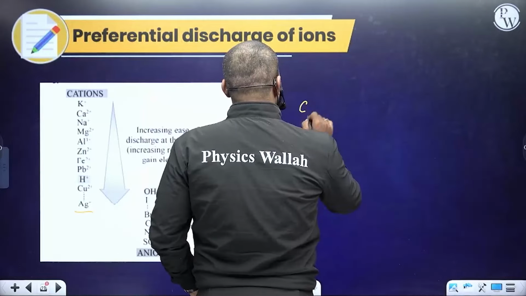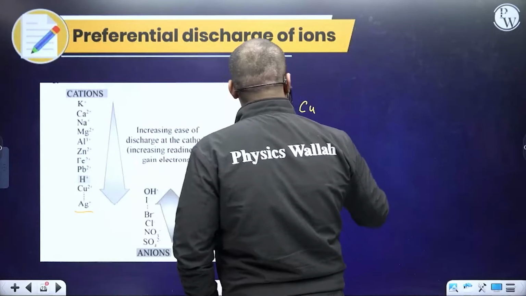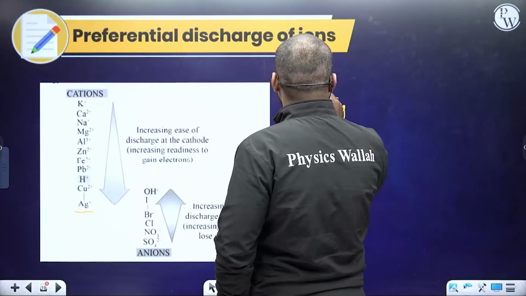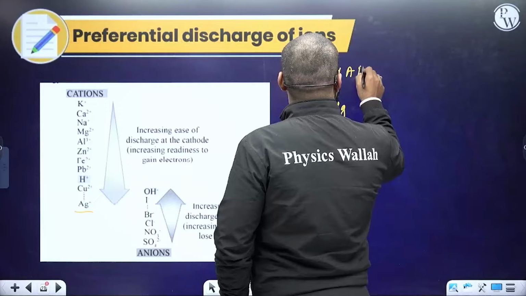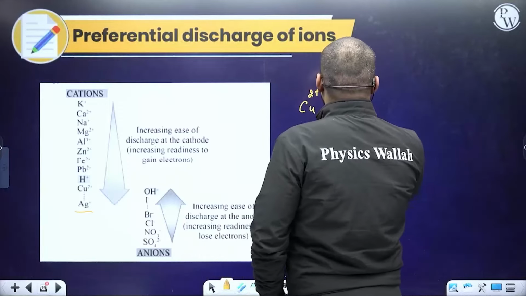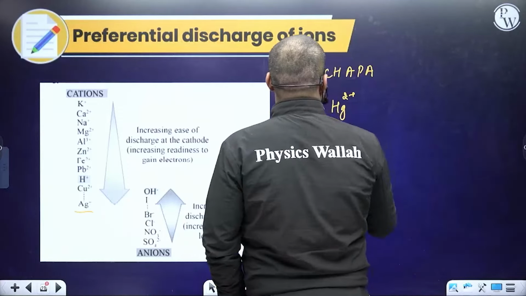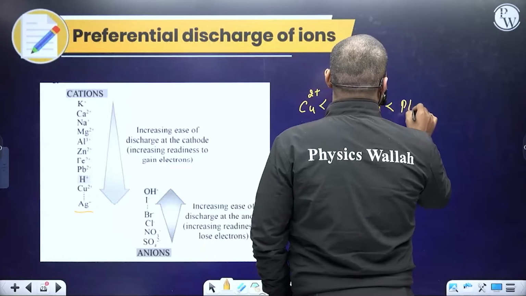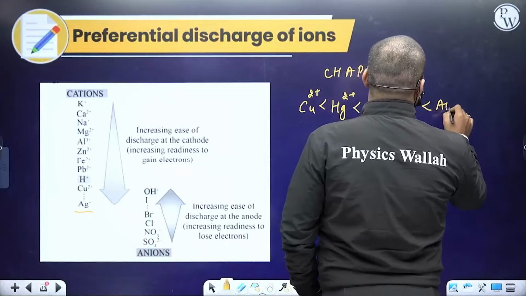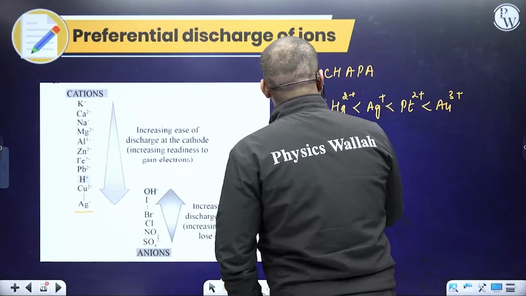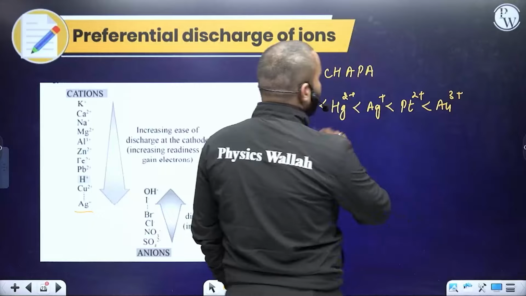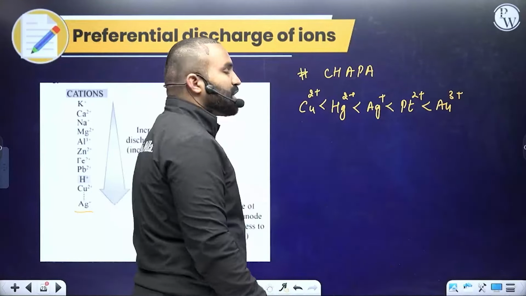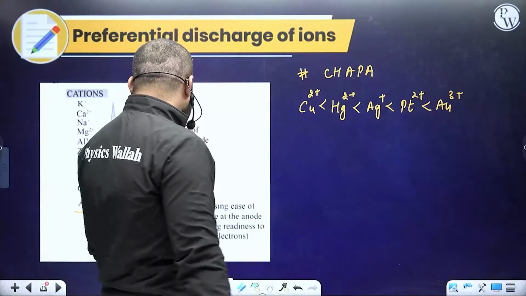So you have copper based material. Then mercury, here you are having Cu2+. Mercury will also undergo oxidation, also reduction. Then you will be having silver, then platinum, then finally gold. Copper, mercury, silver, platinum and gold. You can use this mnemonic to remember.